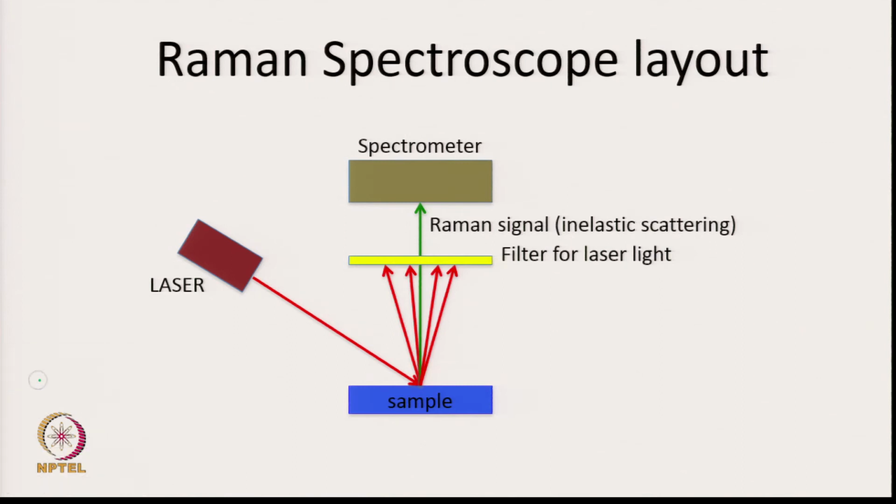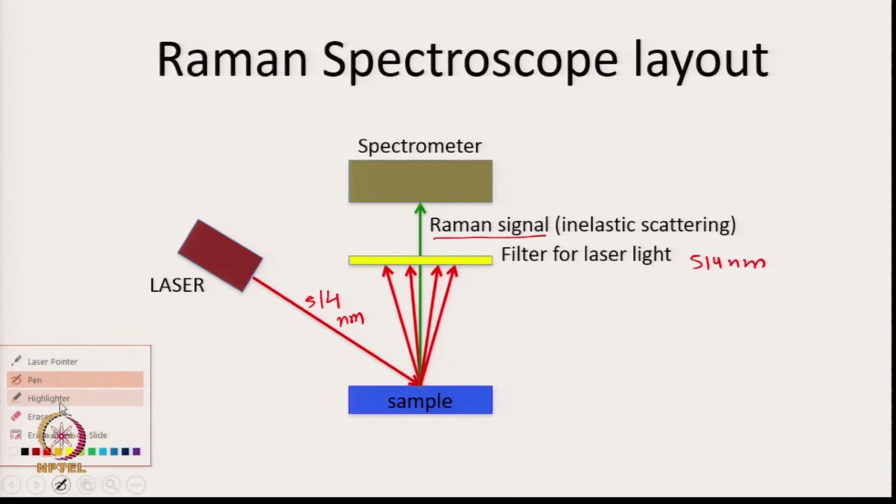Let me take a pen and write to you. So, if this is a 514 nanometer laser, then what we will do is we will put a filter also of 514 nanometer, so that this light gets rejected, and what passes through is a Raman signal, and this is taken by the spectrometer, and the spectrometer starts to capture the signal. So, very simple, very straightforward.